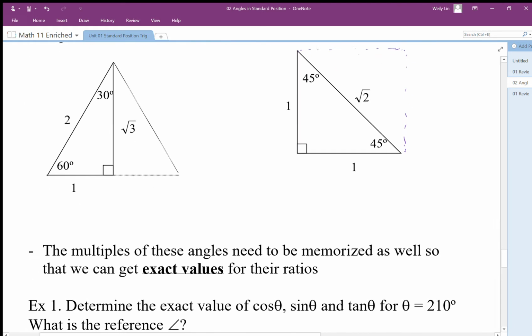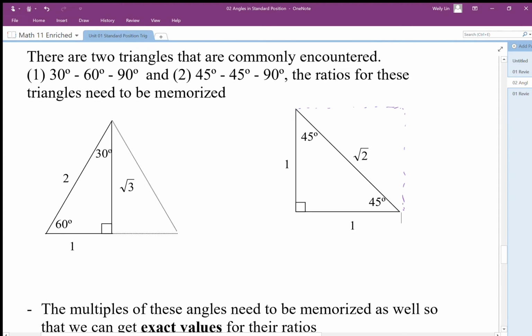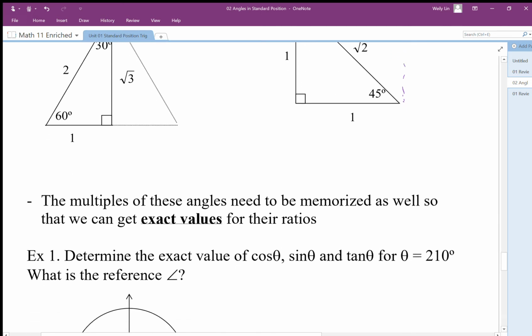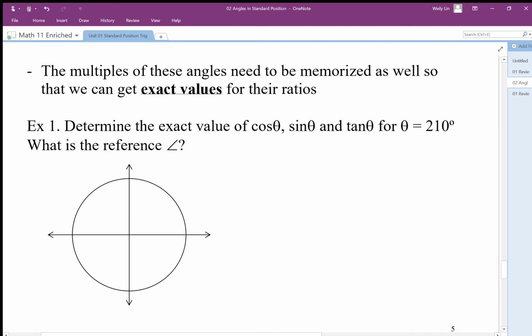But you do need to memorize these ratios. And not only that, we're going to have to find all these special angles in the circle now, since we're doing circle trig. So when we talk about these special ratios and special angles, we need to use exact values, not just for the side lengths, but for everything, from going from angle to side length as well.